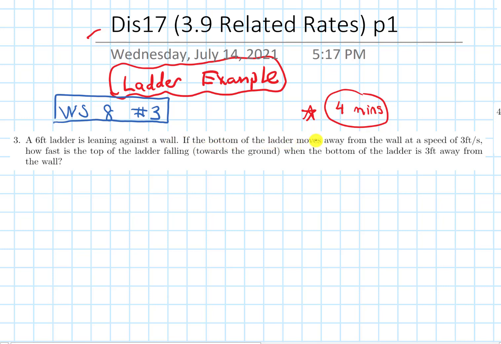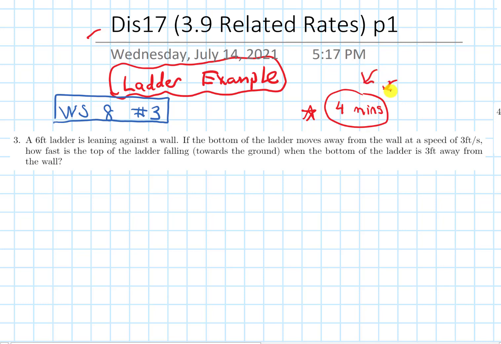If the bottom of the ladder moves away from the wall at a speed of 3 feet per second, how fast is the top of the ladder falling towards the ground when the bottom of the ladder is 3 feet away from the wall? So first, give yourself 4 minutes to try this on your own.